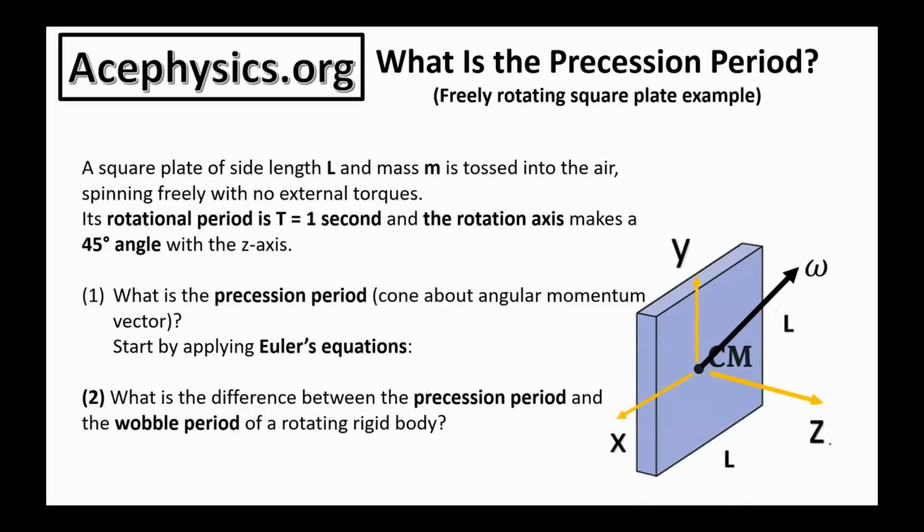I'll read the problem now. A square plate of side length L and mass m is tossed into the air, spinning freely with no external torques. Its rotational period is 1 second, and the rotation axis, in the direction of this vector omega, makes a 45-degree angle with the z-axis. What is the precession period of the book?